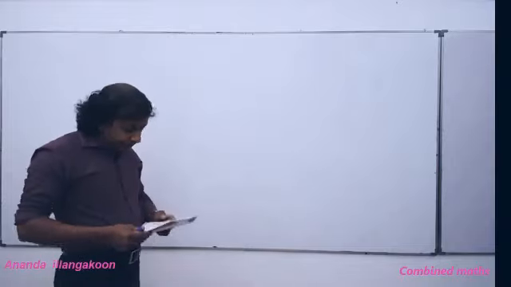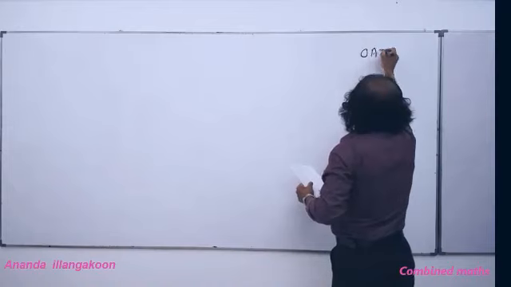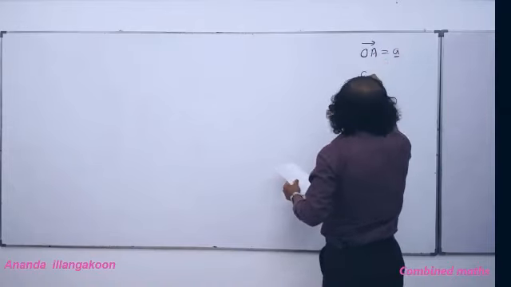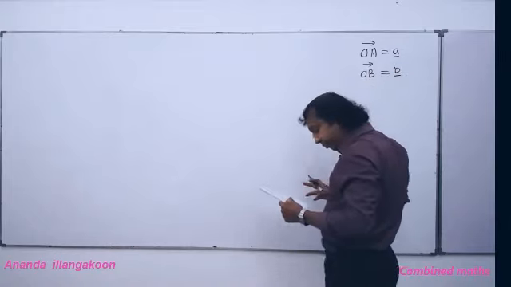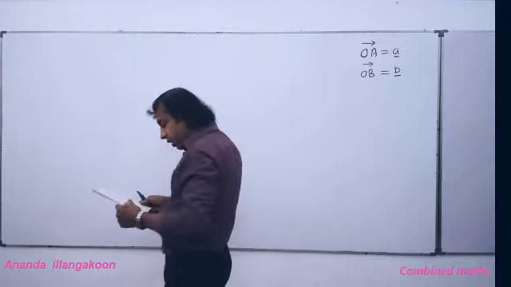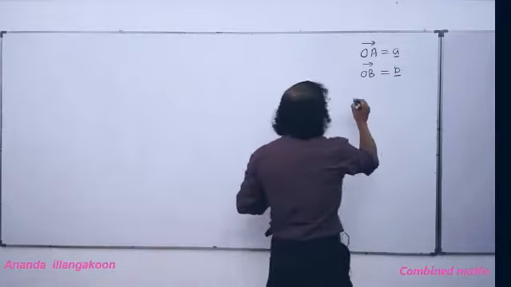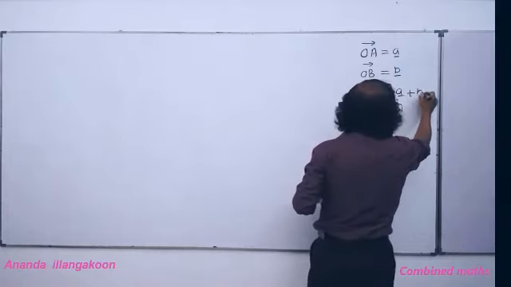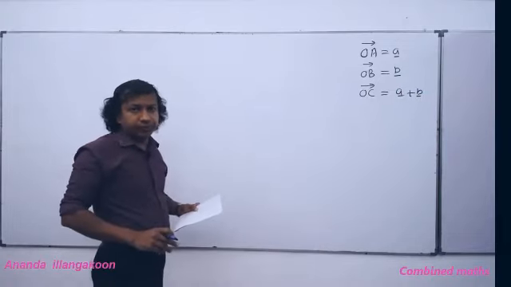Vector OA is given as a vector. Vector OA is a vector. Vector OB is b vector. C is a point such that OC vector is equal to a plus b. This is the important part of the question.